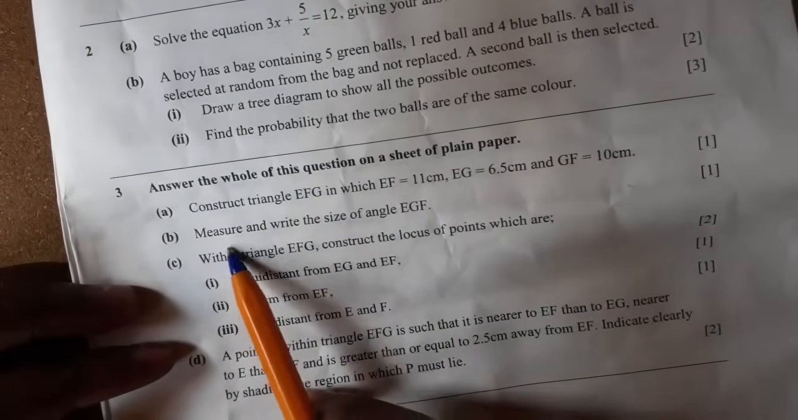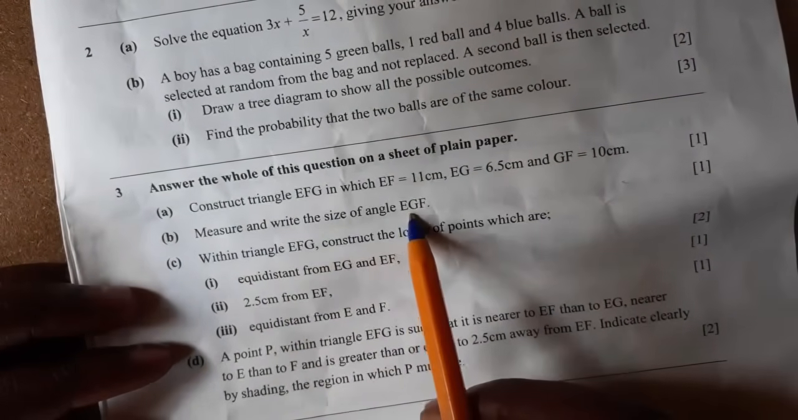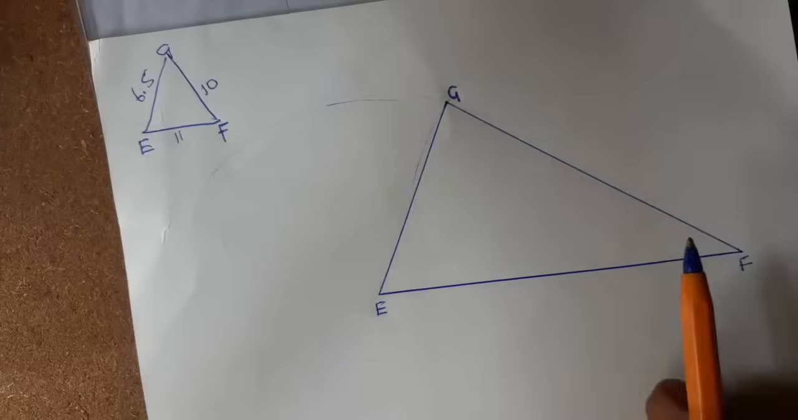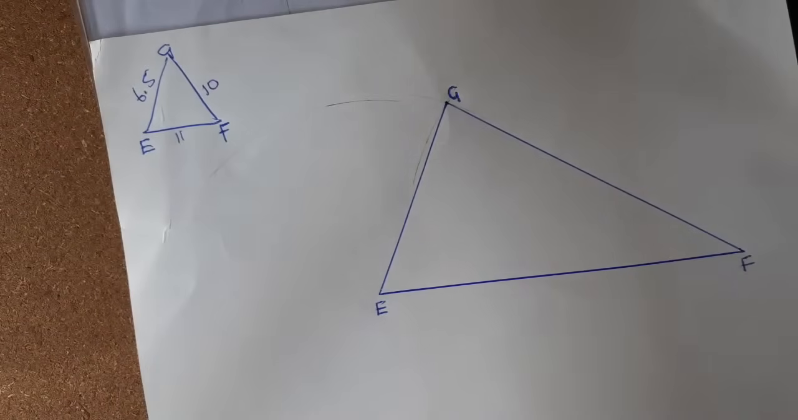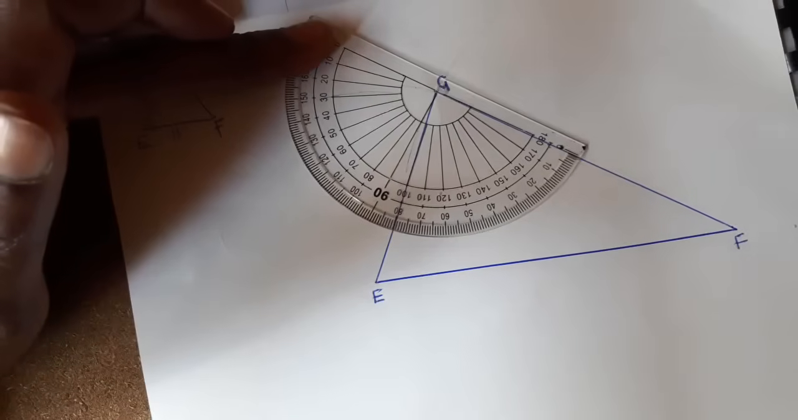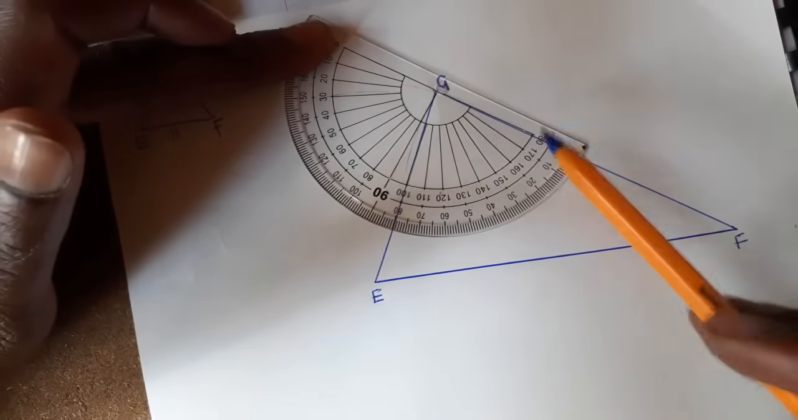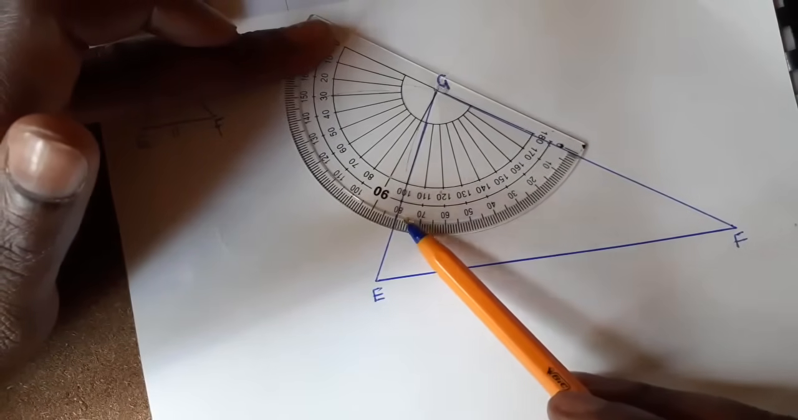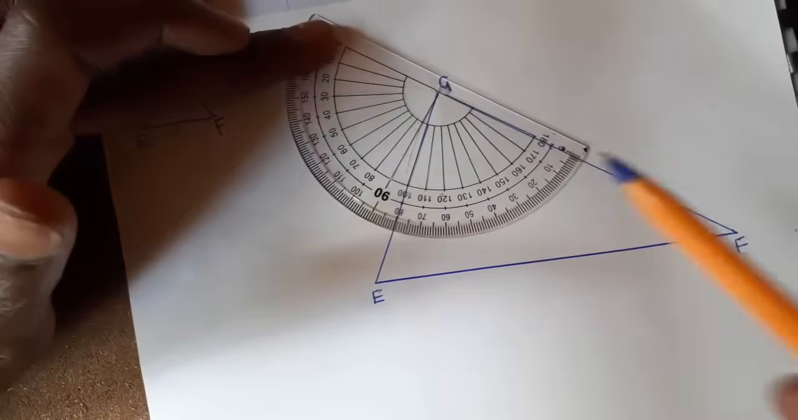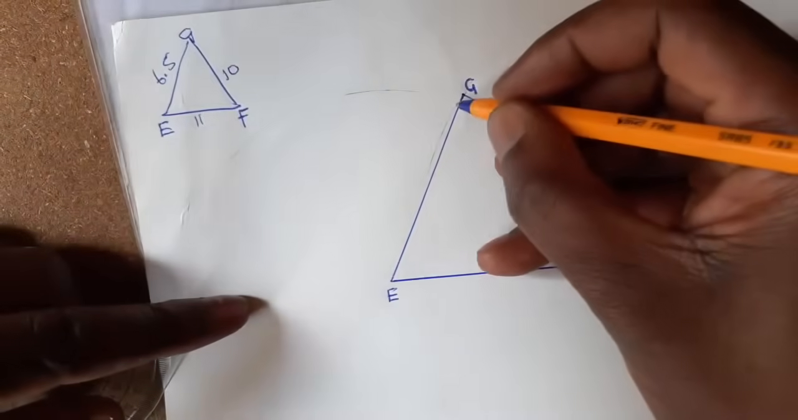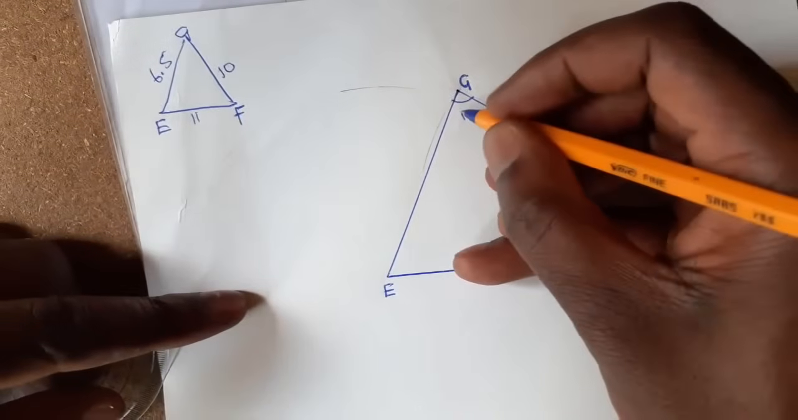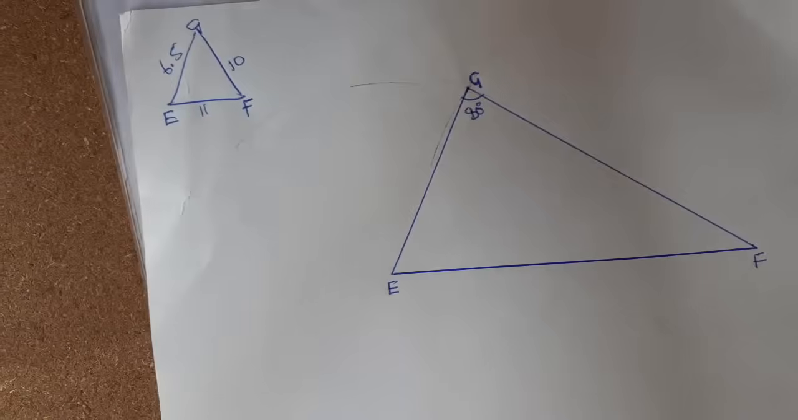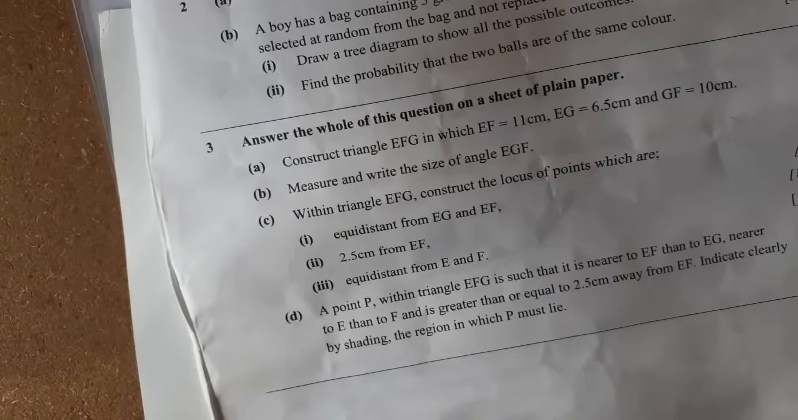So the next question says, measure and write the size of EGF. Okay? So the angle that they're asking us to measure is EGF. So if you read from 0 here up to this point, you'll discover that this is what? This is 80 degrees. Okay? So this angle here, it's 80 degrees. Okay, so we can move on to the next part.